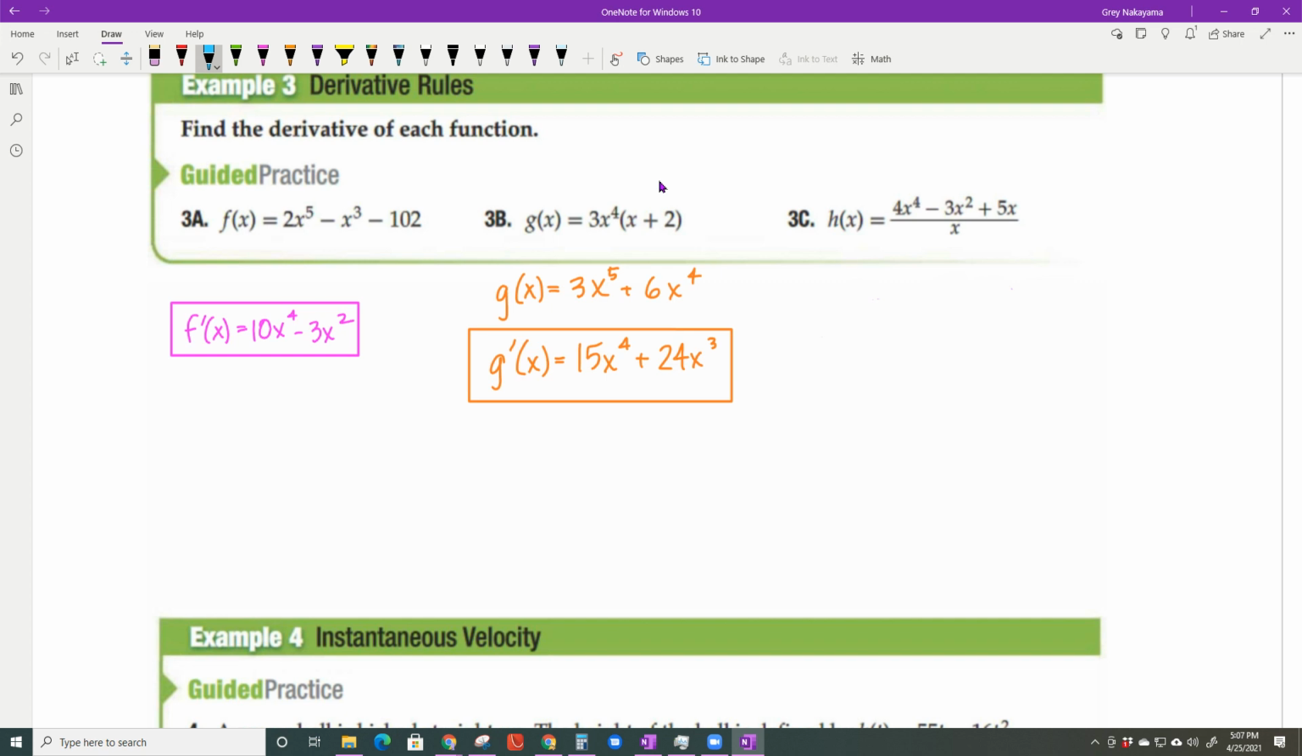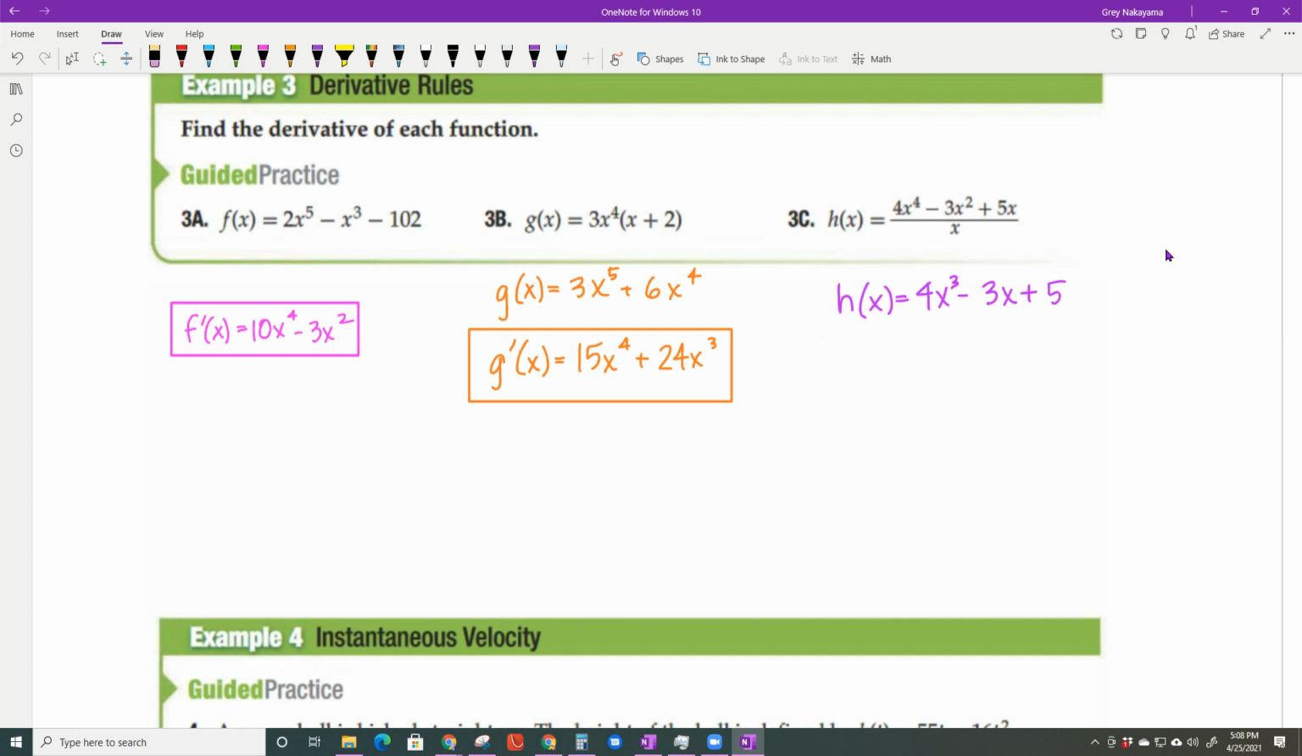Okay, h of x equals 4x to the 4th minus 3x squared plus 5x all over x. Again, you cannot deal with it like this. You've got to simplify it to make it look like a polynomial. So when there's just one term down here, that means I can break it up and write 4x to the 4th over x, 3x squared over x, and 5x over x. So when you simplify that, I'm going to get h of x. So x to the 4th over x is going to be 4x to the 3rd minus 3x and then plus 5, because basically I took an x out of each of those terms.